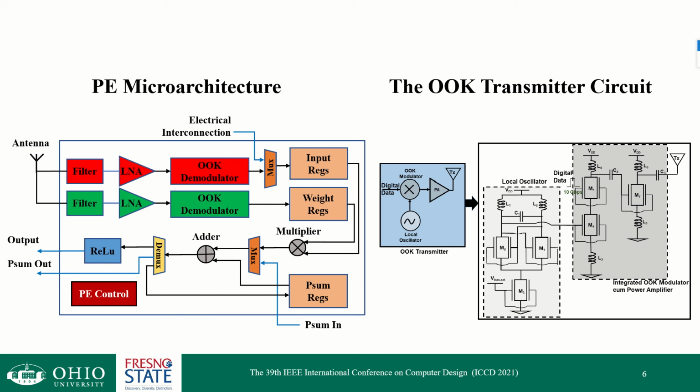We use on-off keying modulation for the transceiver, as shown on the right. The modulation scheme uses an integrated modulator and power amplifier in the transmitter. By switching the power amplifier only when 1 is observed, the average power dissipated is reduced by 15%.